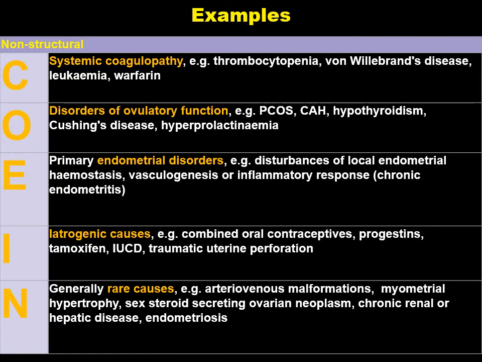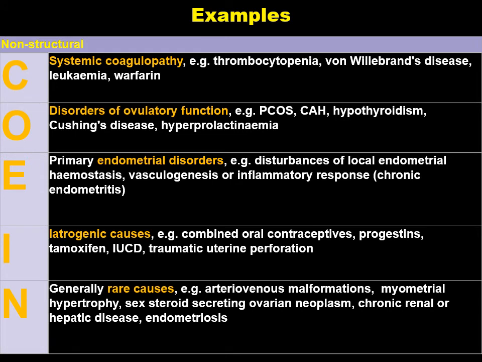Examples of coagulopathy are thrombocytopenia, von Willebrand disease, leukemia, and those on warfarin. Remember, teenagers presenting with heavy bleeding and requiring blood transfusion, rule out von Willebrand disease even in the absence of positive family history.